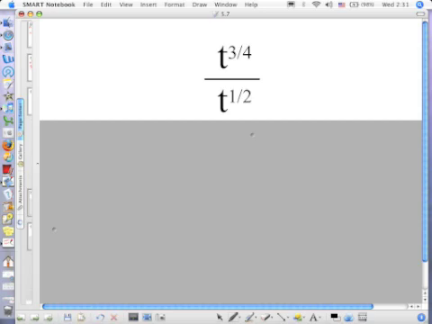Don't worry about the problem. Just look at what's happening. You are dividing variables. What do you do with the exponents when you divide variables? Subtract. You subtract them. Can you make 1/2 2/4? So it's 3/4 minus exactly.